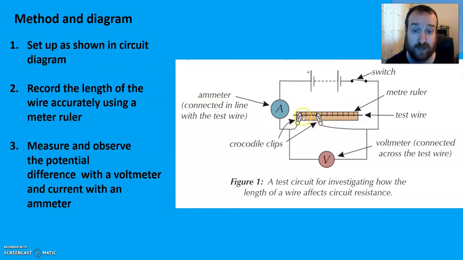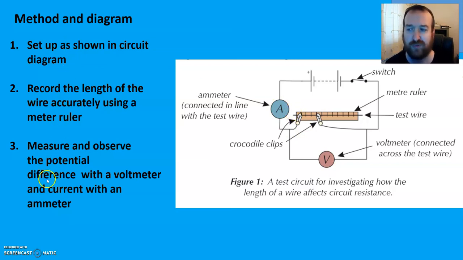Okay, and we've got these crocodile clips that allow us to adjust the length of the wire that we're looking at, so we can control that length. And then we go back round, we go into a switch and back into our power supply or battery. Then across the crocodile clips, so we can measure the potential difference, we've got a voltmeter. Okay, so this allows us to look at the potential difference across the piece of wire and the current at the same time. And then we can use those two things to calculate the resistance.